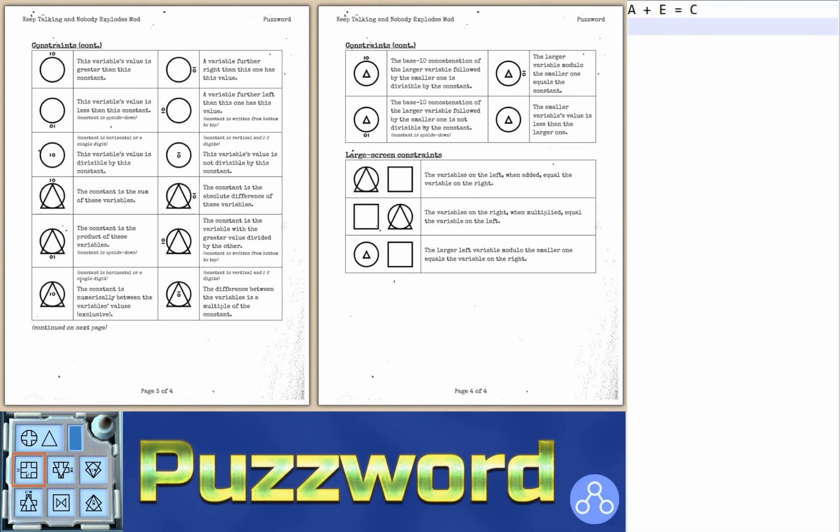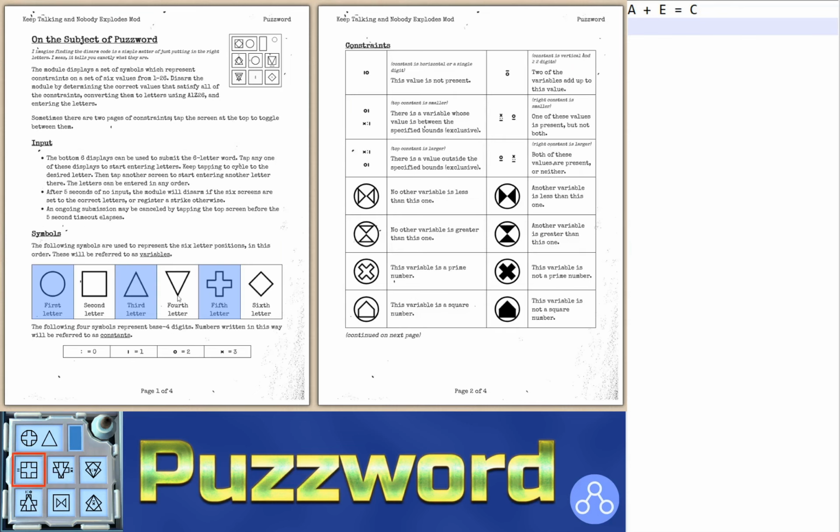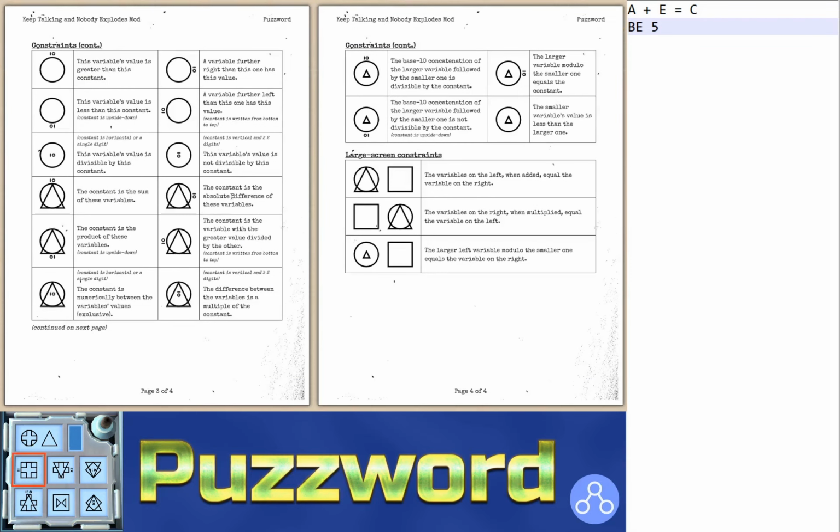Next, we're looking at a square and a plus sign. So we're looking at Bravo and echo. And on the left we have 1, 1, which is of course 5 in base 4. So let's take a look at what this means when the constant is on the left. We're looking at this one. The constant is written from bottom to top. That doesn't matter in this case because it's two of the same digit, but it's important to keep in mind.